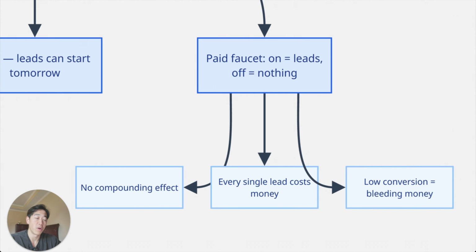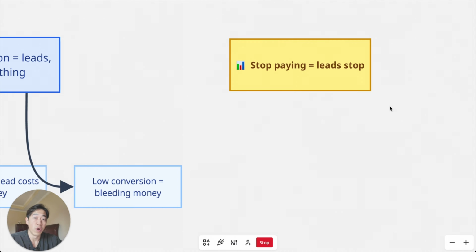However, with any sort of paid ads, it's a faucet. If you have it on, you'll have leads. If you have it off, you'll have no leads. And there's no compounding effect because every single lead is going to cost you money. And if you have low conversion on your website or your Google business profile, you're going to be bleeding money. And whenever you stop paying for these platforms, like Facebook or Google Ads, the leads essentially just stop.